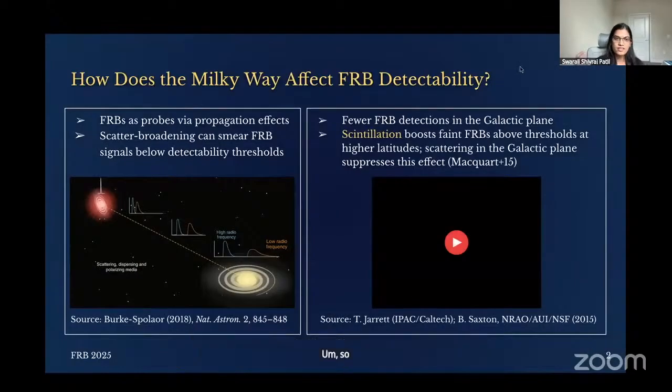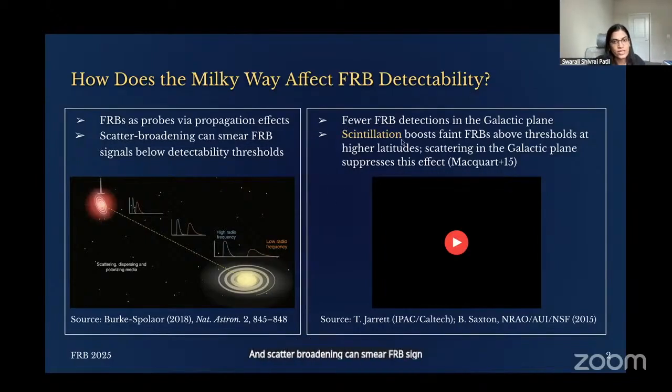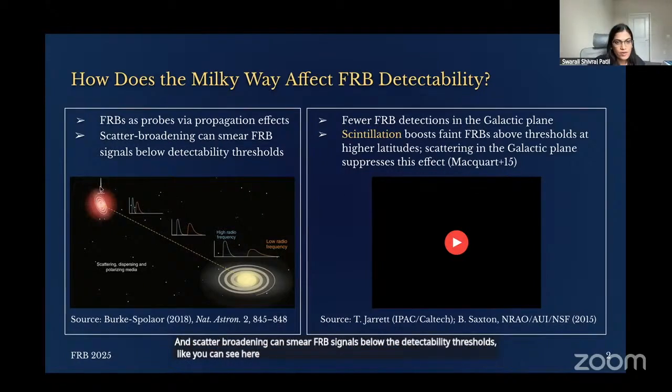So FRBs, as we know, are excellent probes of the intervening media because of their propagation effects. And scatter broadening can smear FRB signals below the detectability thresholds. Like you can see here, there is a crisp FRB coming from an extragalactic source, but as it travels through the intervening medium, it gets smeared out. And this effect is especially pronounced at low radio frequencies.